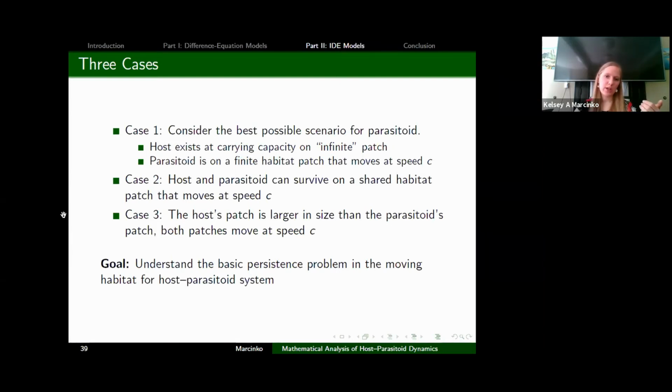So the question here is, we'd like to understand the basic persistence problem in the moving habitat for the host-parasitoid system. What is that critical speed for coexistence? And how do these different types of models give us the ability to determine that critical speed for the parasitoid?